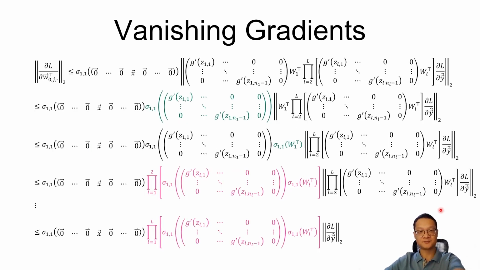Okay, so let's continue. What we're going to do is view this whole thing as another matrix vector multiplication, with the matrix being this G prime matrix involving the G primes, and the vector being everything else. Because we now have a matrix multiplied by a vector, and we're taking the two norm of all of that, that is going to be less than or equal to sigma 1 1 of the matrix times the two norm of the vector, which is everything else.